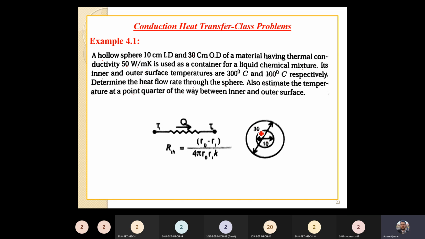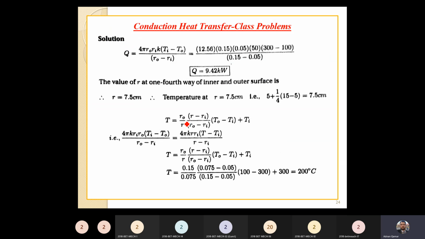Just divide the inner diameter and outer diameter by 2. So this is the thermal resistance of this sphere. We have studied it. So Q is equal to 4 pi R naught Ri K (Ti minus T naught) over (R naught minus Ri). Put in the values of all parameters. You have the values here, multiply 4 into pi, you will get this.